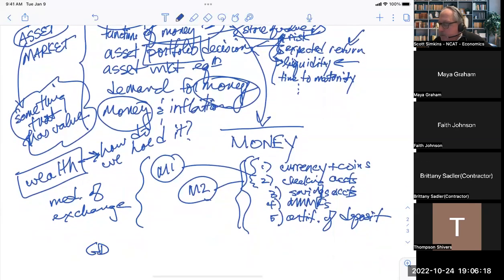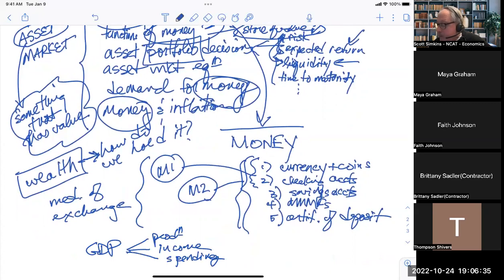A little review, right? We can measure it by production. We can measure it by income. We can measure it by spending. This is going to turn out to be a really big deal when we get to chapter 9. Really big deal, right? And when we measure GDP, C plus I plus G plus net exports.